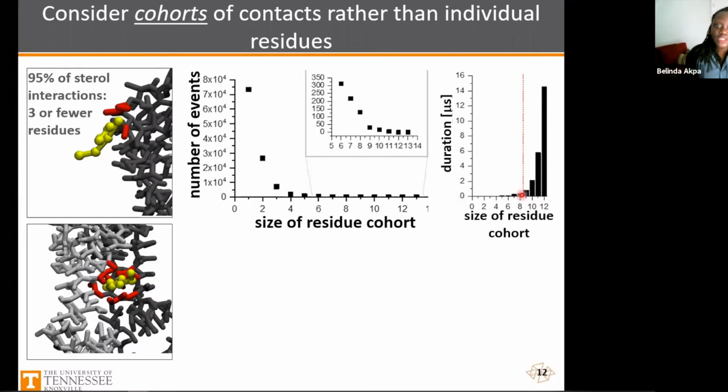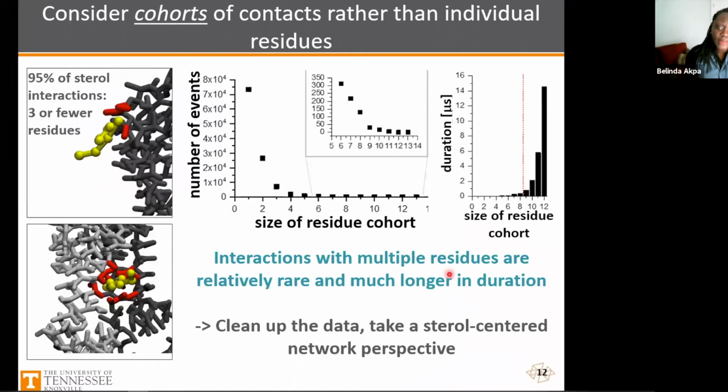And so what we can do is say, our binding events are not simply contacts. They're a particular type of contact. They're a contact that is long-lived and involves a large number of residues. So let's exclude all of the data that has the characteristic of these short contacts and continue with our sterol-centered perspective on asking what a binding site looks like. So now I'm going to add to that perspective and not just say that it's sterol-centered. I'm a sterol molecule, I'm interacting with different residues.